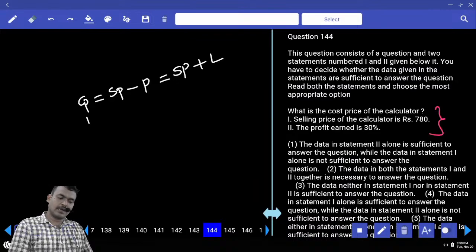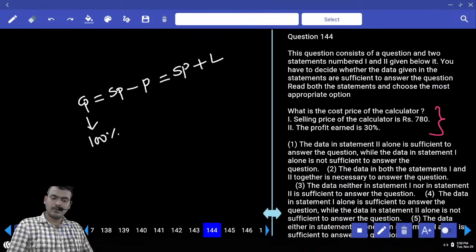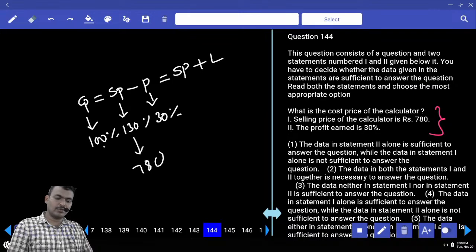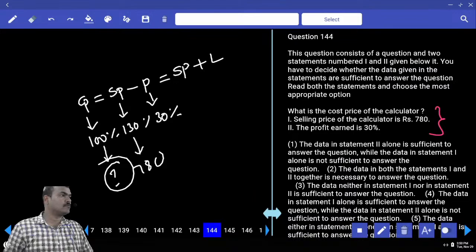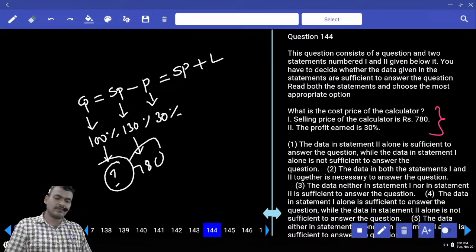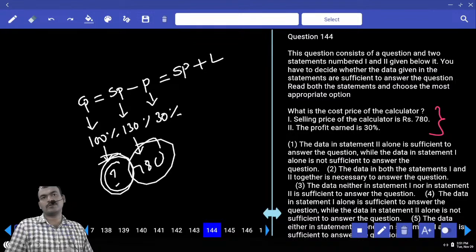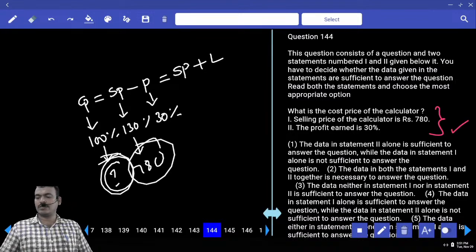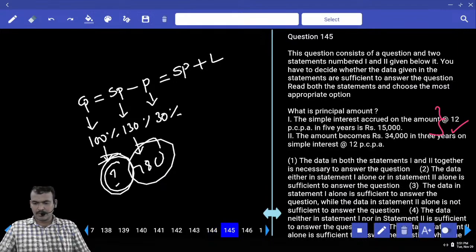Okay. Suppose cost price is 100%. Profit is how much percent? Profit 30%. Selling price 130% or not? What is the 130% value? 780. We required how much? 100% or not? By using both the statements we get the answer or not? CP is always 100%. 30% profit means SP 130%. What is the 130% value? 780. We required how much percent? 100%. By using both the statements we get the answer.